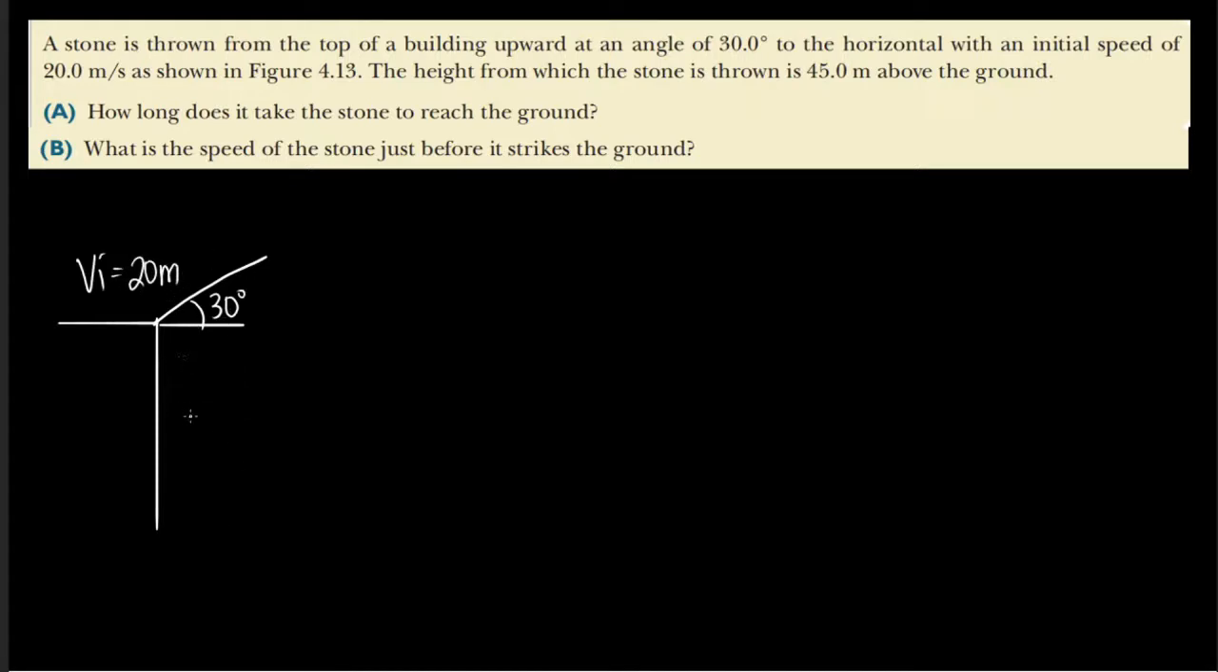The height from which the stone is thrown is 45 meters above the ground. So, this is 45 meters. And I think sa aton nga naangdan with regards sa free fall, we also consider this as your YI, no? 0 meters, 20 meters per second. So, YI 0 meters and YF here is negative 45 meters, no? Kay panaog. Okay? Karon lang magamit na siya. Question A. How long does it take the stone to reach the ground?